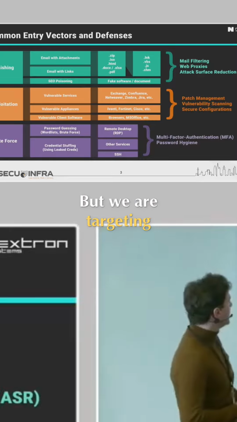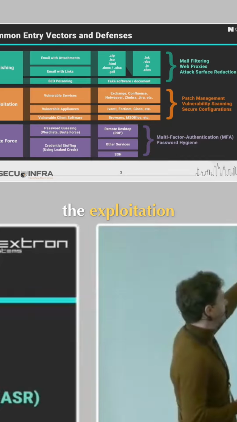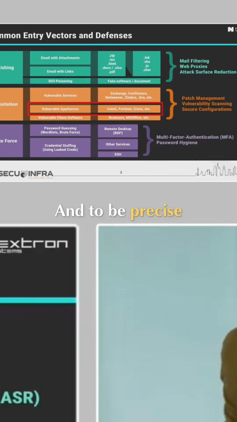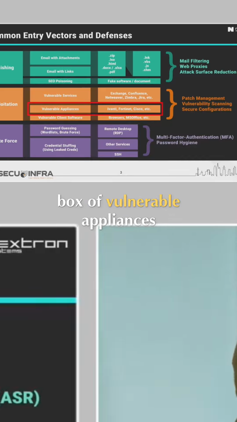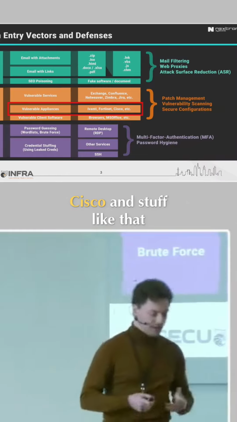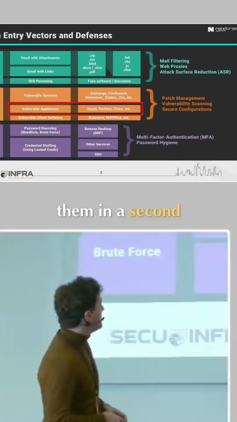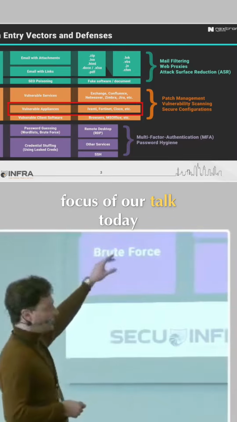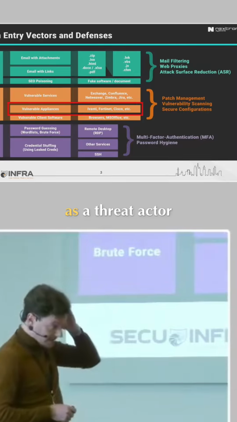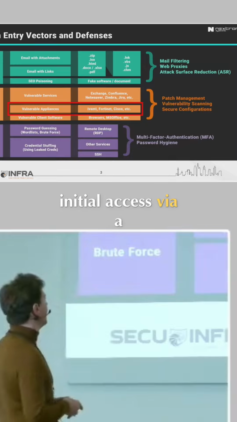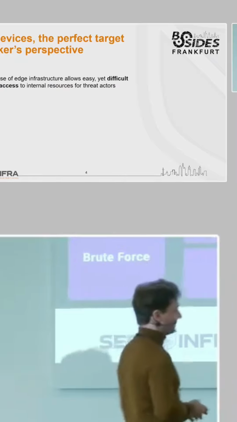But we are now targeting the middle box, the exploitation, and to be precise, we're targeting the vulnerable appliances like Ivanti, Fortinet, Cisco, and stuff like that. There are some other names, we're going to talk about them in a second. But this is the focus of our talk today. So how can you get, as a threat actor, initial access via a vulnerable appliance?